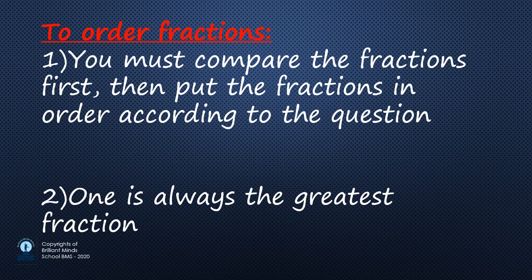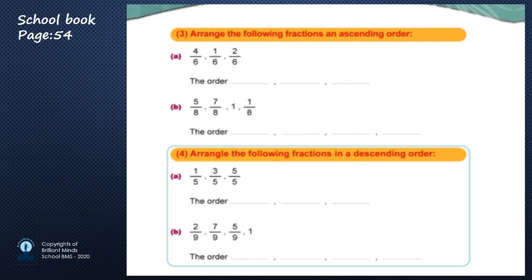To order a fraction, we have steps we must do. First, we must make sure the fraction is in the simplest form before comparing and arranging. Then what next? You must compare the fractions before you put them in order. Okay? And we said also 1 is always the greatest fraction.